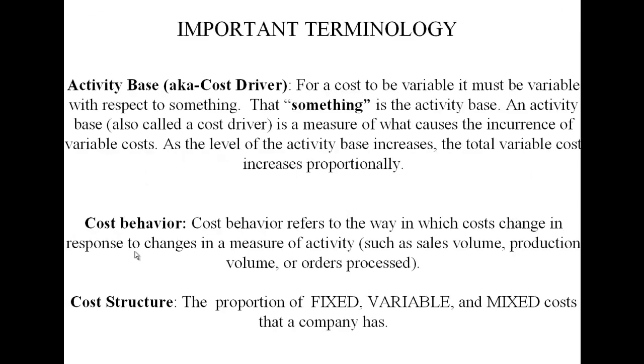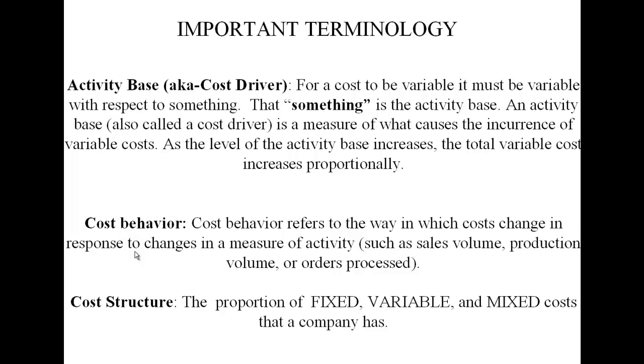So for a cost to be variable, it must be variable with respect to something. And we're going to get to defining what variable means in just a second, but that something is going to be the activity base. An activity base, also known as a cost driver, is a measure of what causes the incurrence of variable costs. As the level of the activity base increases, the total variable cost is going to increase proportionately.